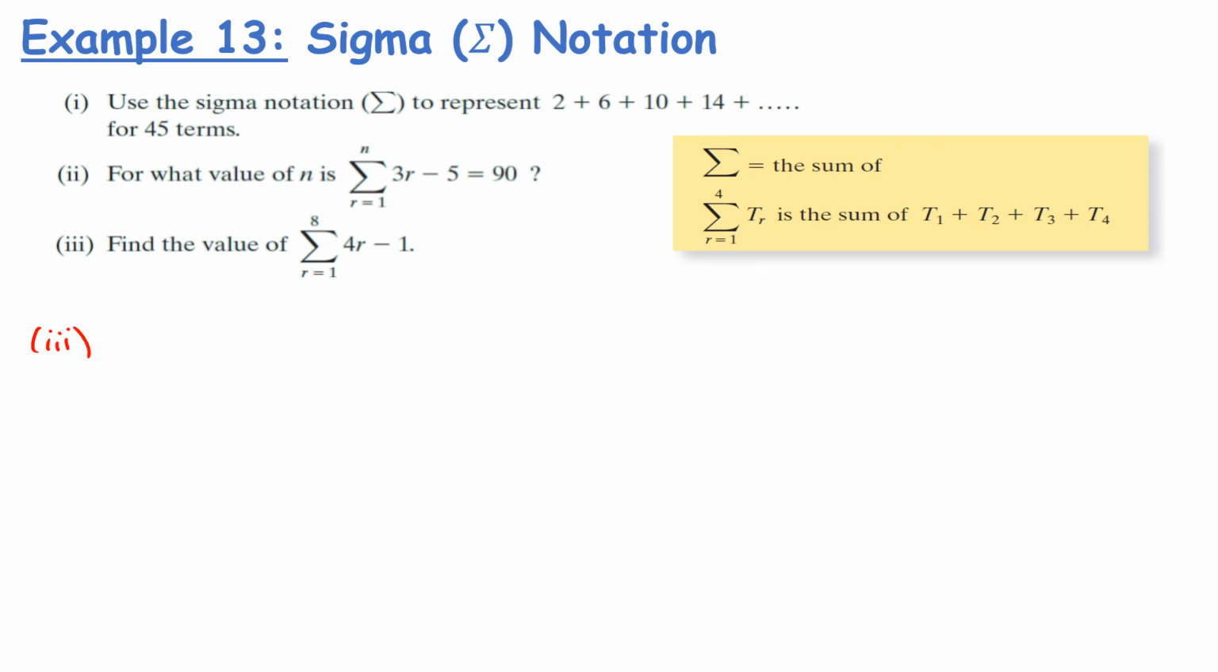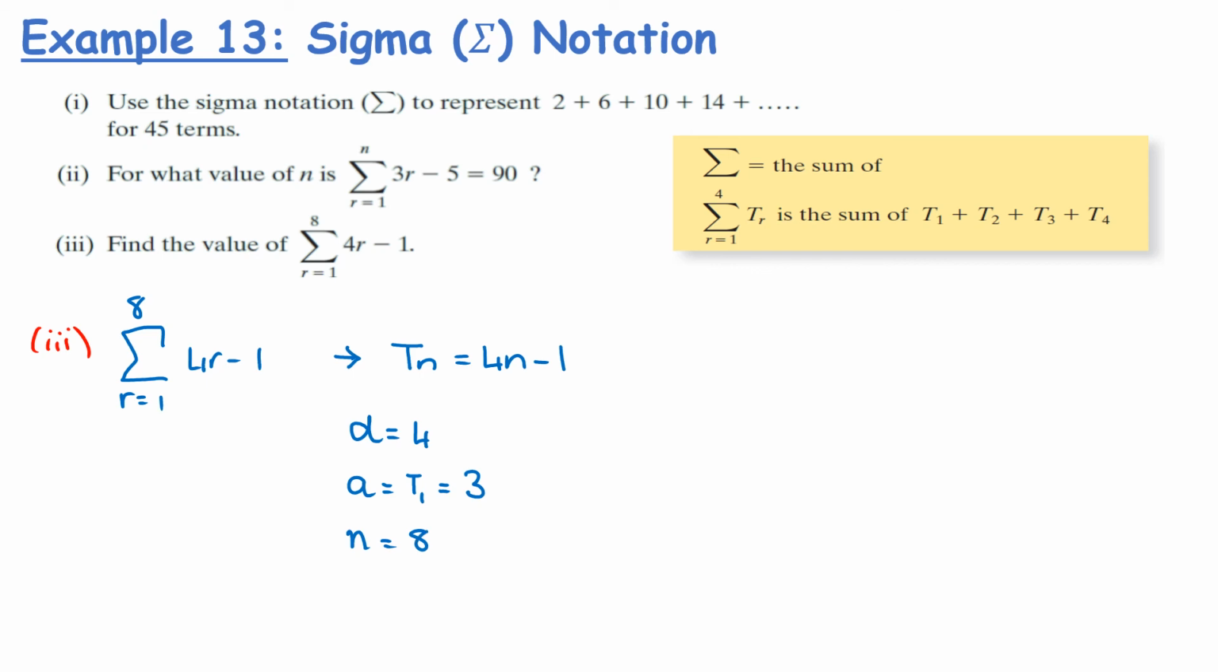Find the value of the sum of 4r minus 1, from r equals 1 all the way to 8. So again, let's use what we know. We have a Tn is equal to 4n minus 1. From that, we should be able to get our common difference, which is 4. It's always the coefficient of n. A is equal to my first term, which is T1, which is 4 times 1, 4 minus 1, which is 3. And we want to get n equals 8, so 8 terms.